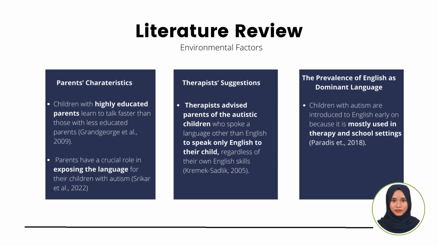English has become a widely used language in today's world, playing a big role in various aspects of life. Paradis, Govindarajan, and Hernandez in 2018 proposed that children with autism often hear English early on because it's mainly used in therapy and school. The research also showed that the families interviewed received advice from different people like therapists, daycare workers, and friends to focus on using English when talking to the children with autism.